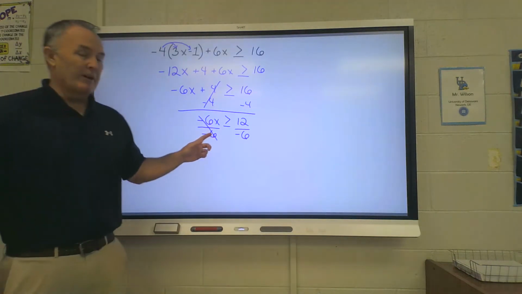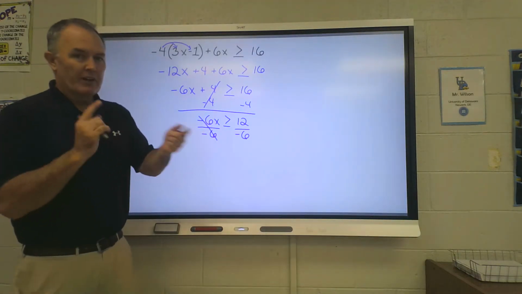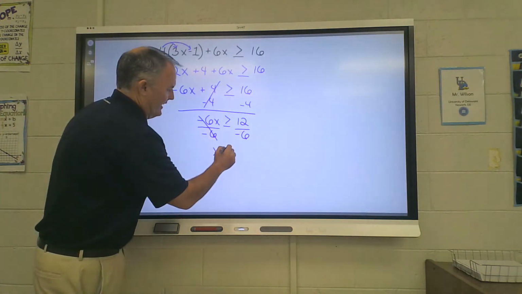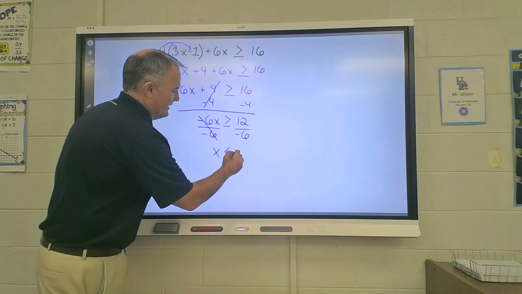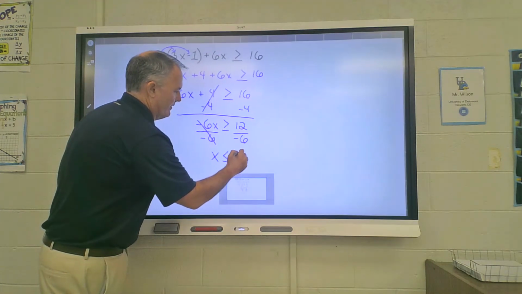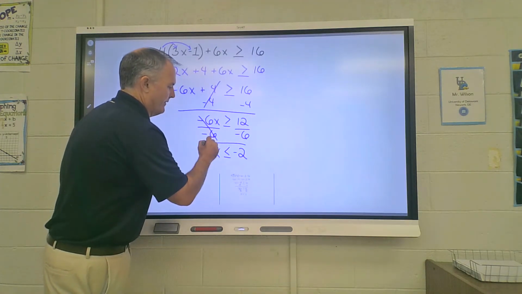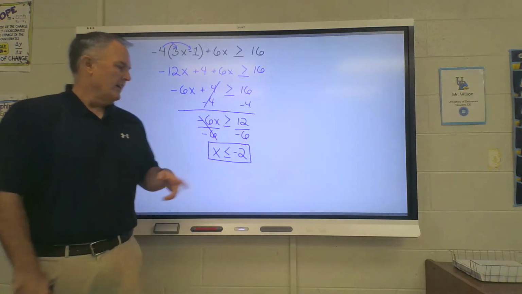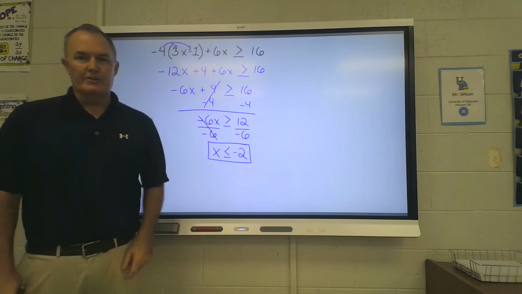That cancels out. Now remember, we divided by a negative, which means we have to flip the sign around again. So x is now less than or equal to negative 2. And there is our answer. Now, notice it's less than or equal to.